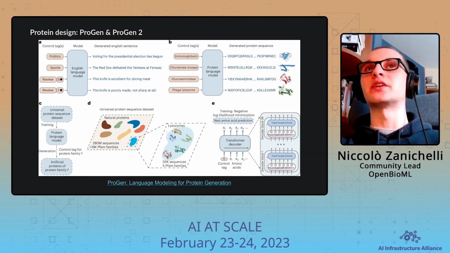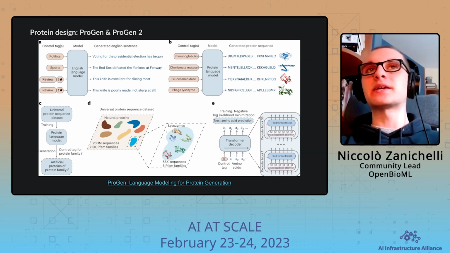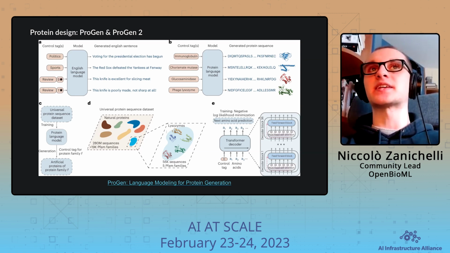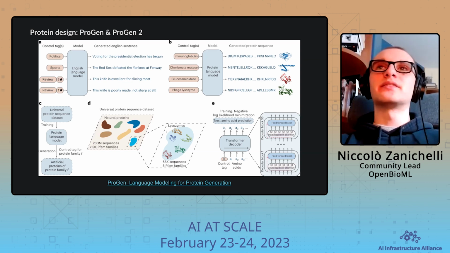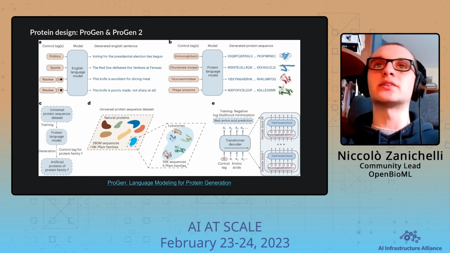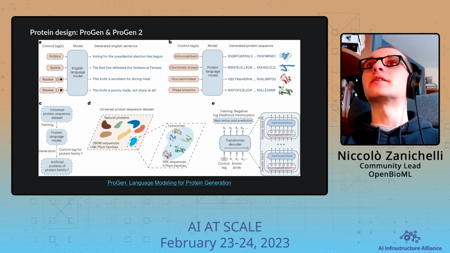Progen prefixes conditioning tags, that is, metadata about protein function, stability, and more, before protein sequences during training. This makes it possible for downstream applications to specify a set of desired characteristics at inference time. The model thus generates a protein by continuously predicting the next amino acid based both on the previous part of the sequence and on its conditioning tags. Progen 1 has up to 1.2 billion parameters, while Progen 2 has up to 6 billion parameters.